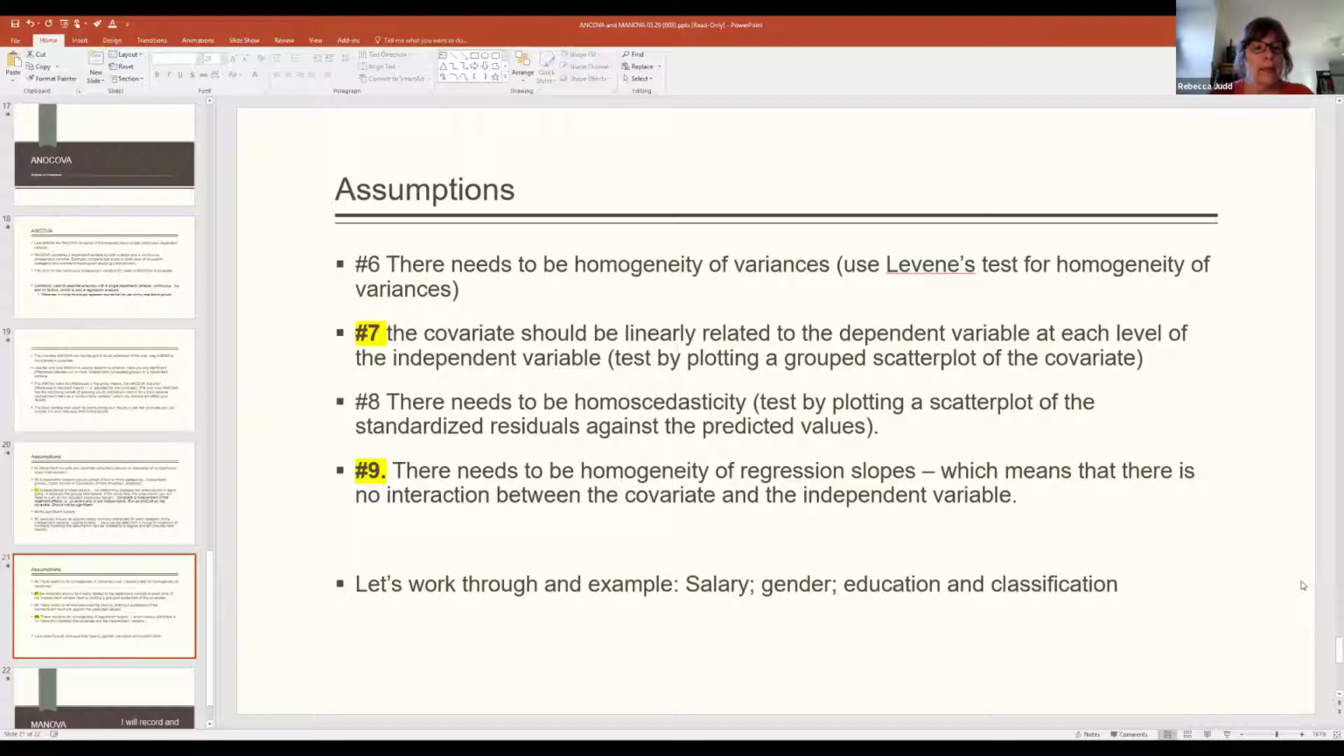So I did send out the data that we'll use tonight. It's got salary, gender, education, and classification. Okay. Any questions about any of that information yet? Okay. So let me pull up the data.